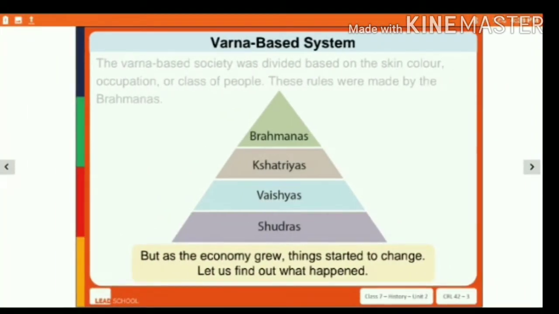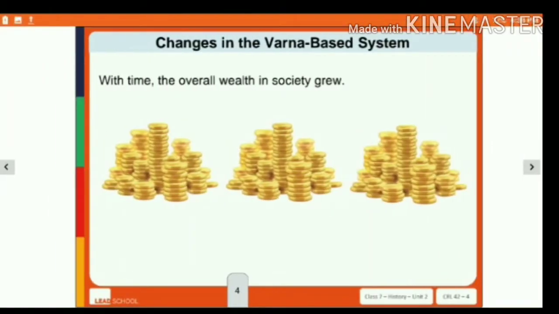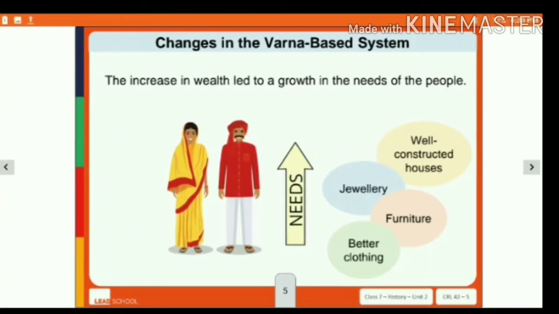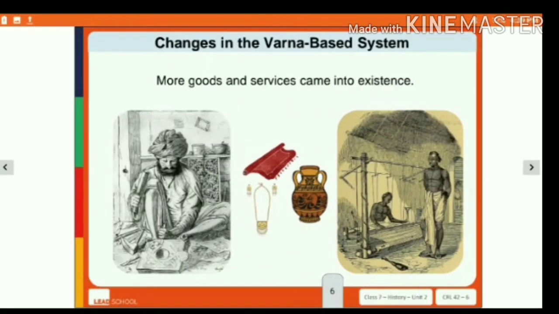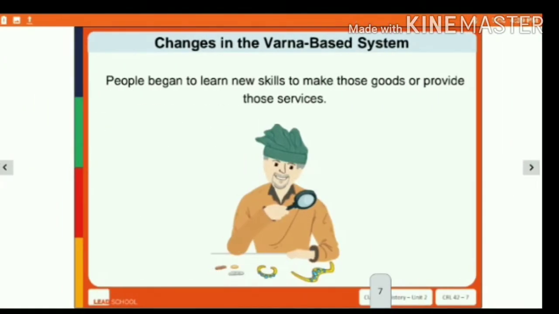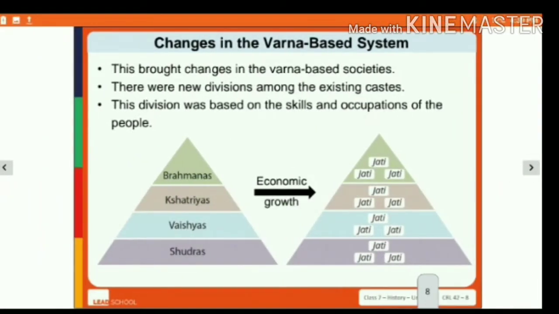But as the economy grew, things started to change. Let us find out what happened. With time, the overall wealth in society grew. The increase in wealth led to a growth in the needs of people, that is, better clothing, furniture, jewelry, well constructed houses. More goods and services came into existence. People began to learn new skills to make those goods or provide those services. This brought changes in the Varna-based society.